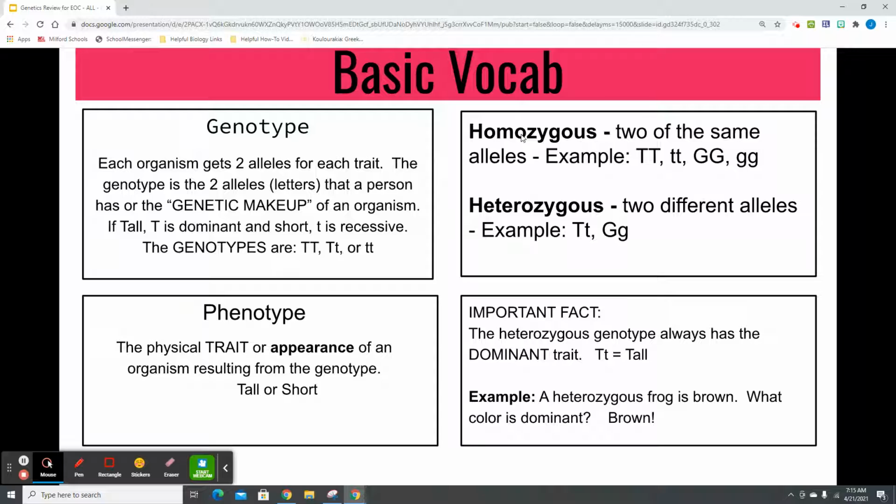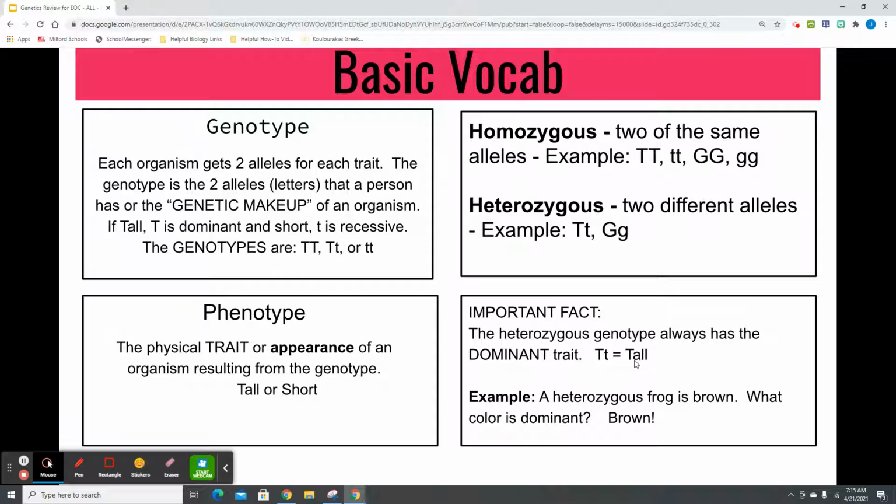Homozygous, meaning two of the same. You can be homozygous dominant or homozygous recessive. Heterozygous, having two different alleles, big G, little g. So you have the dominant and you have the recessive. And an important fact is that when you have a heterozygous genotype and you're following the law of dominance, that individual will always have the dominant trait.